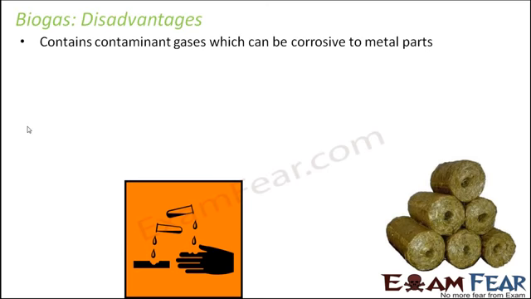It contains contaminant gases which can be corrosive to metal parts. Biogas is a mixture of gases: it has methane, carbon dioxide, and very small amounts of other gases as well. Even methane acts as an excellent fuel, and that is one quality of it. But these gases can also cause contamination, in that they can corrode the metal parts.